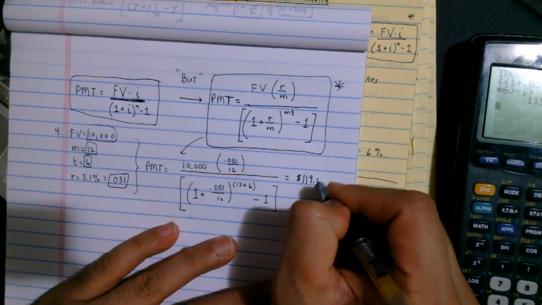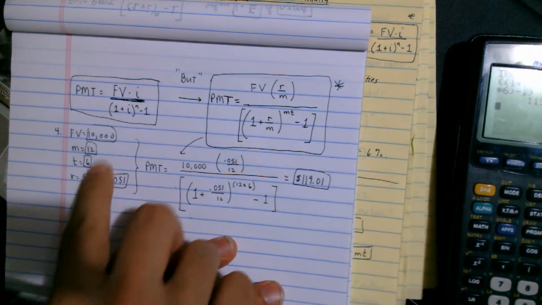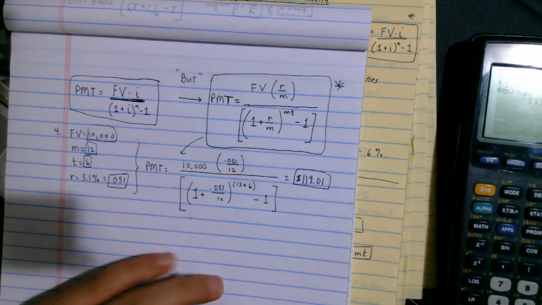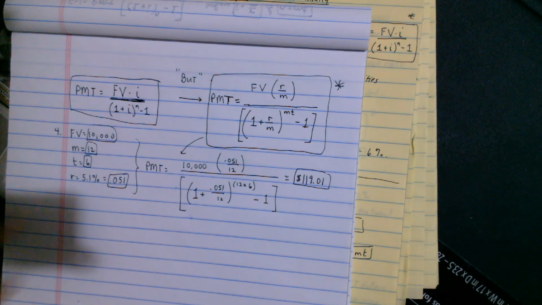It's not too bad because you're paying $10,000 in 6 years. So yeah, the payment should be a little low. That's not too bad. Okay.